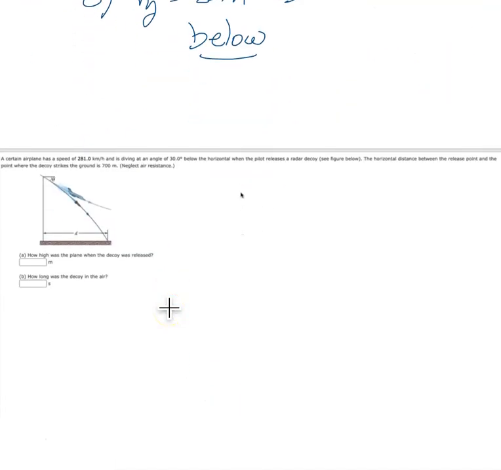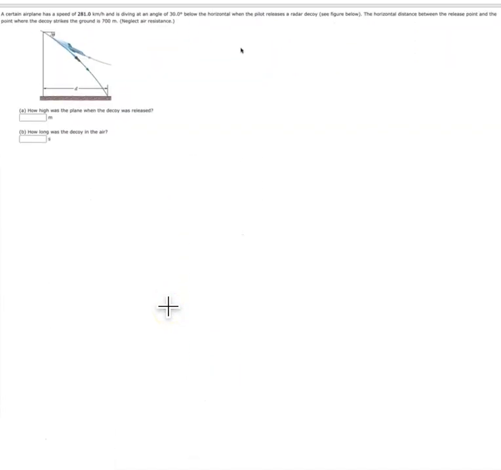For this one, they want to know how high this plane is when a decoy is released. We know that the airplane has a speed initially of 281 kilometers per hour. And the angle here is 30 degrees, so it's below the horizontal. And then it releases this decoy, which then falls in free fall. It does have an initial velocity that we'll have to find. And they tell us that the horizontal distance between the two is 700 meters.